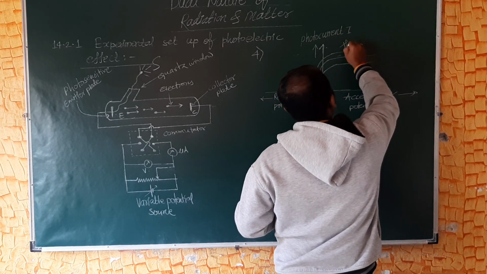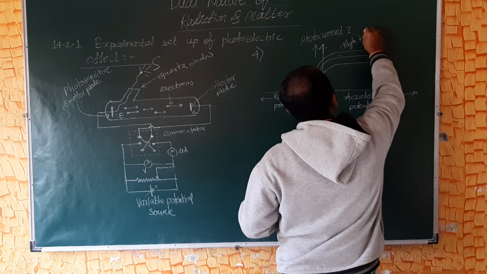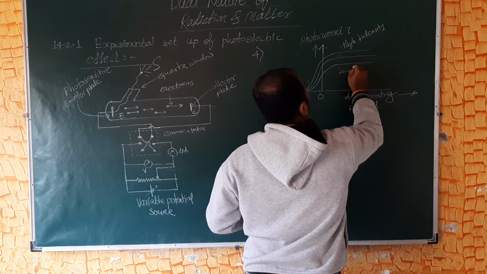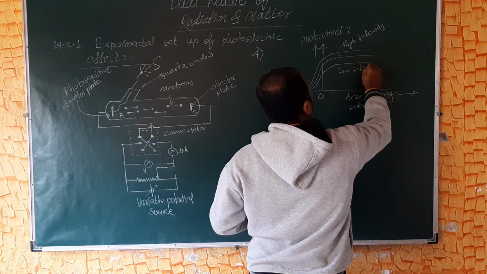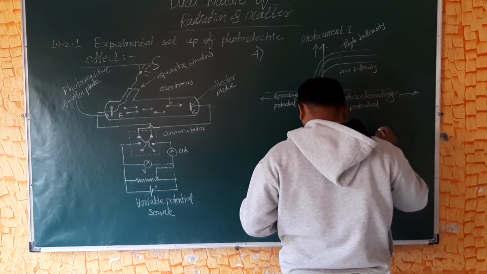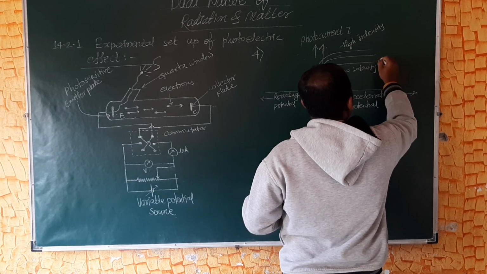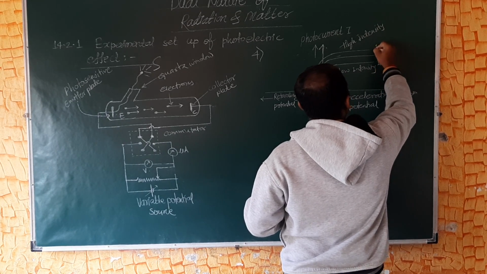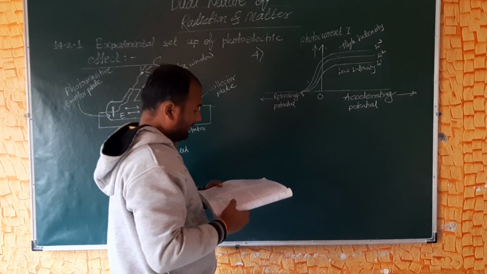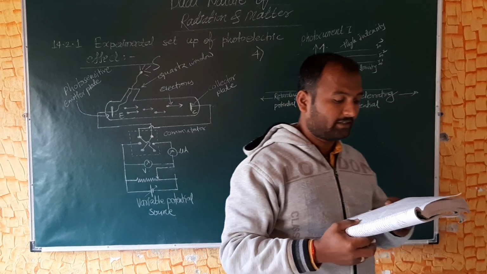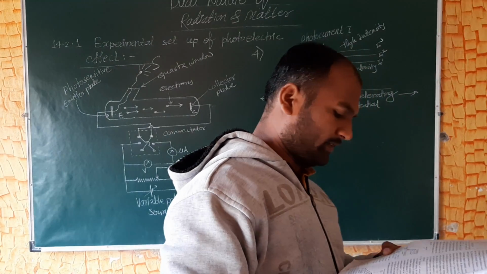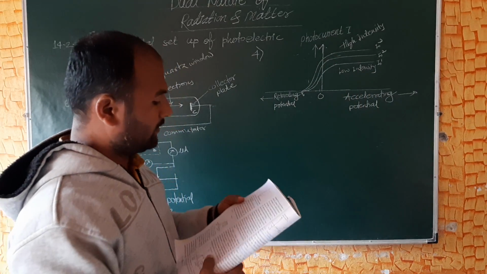So here is high intensity, and there is a low intensity. I naught 1, I naught 2, and I naught 3. So this is photocurrent as a function of accelerating potential for fixed incident frequency and different incident intensity.